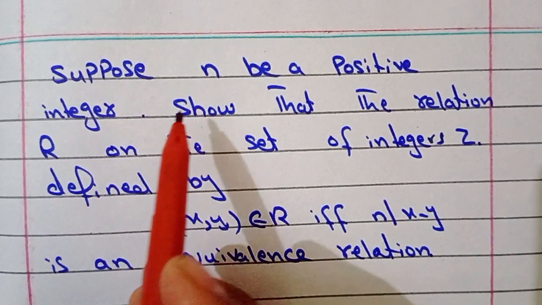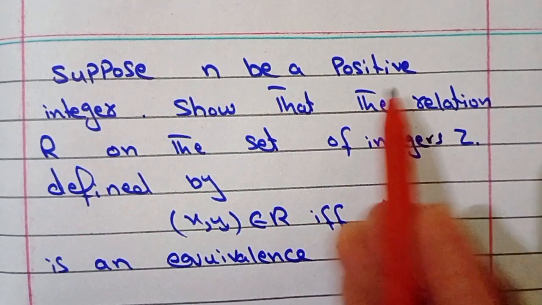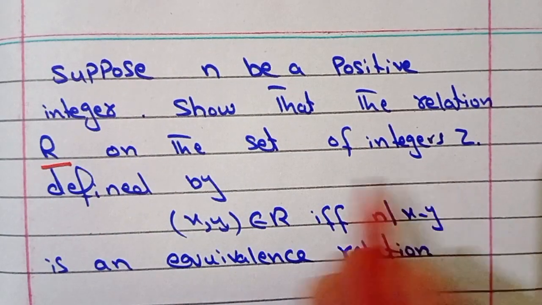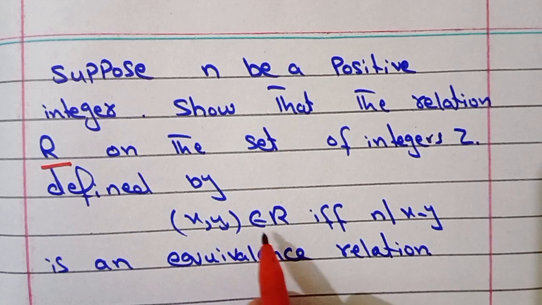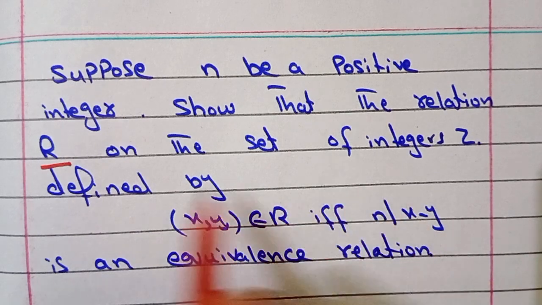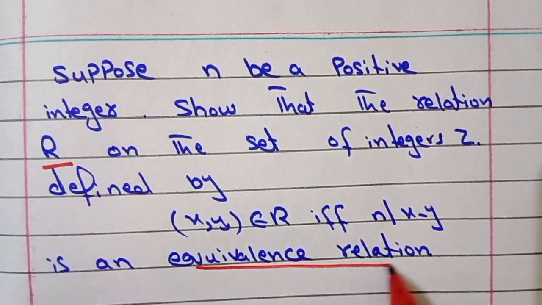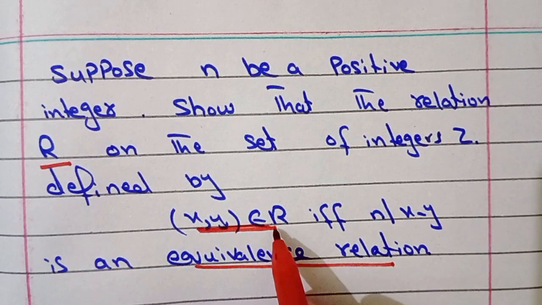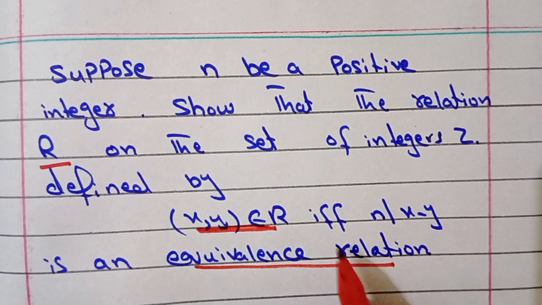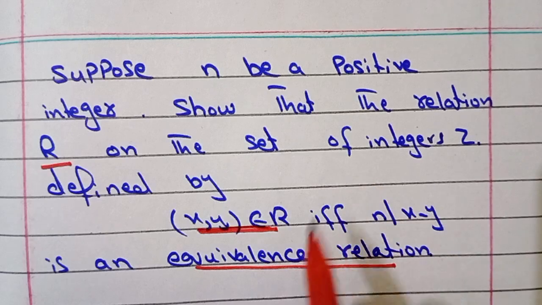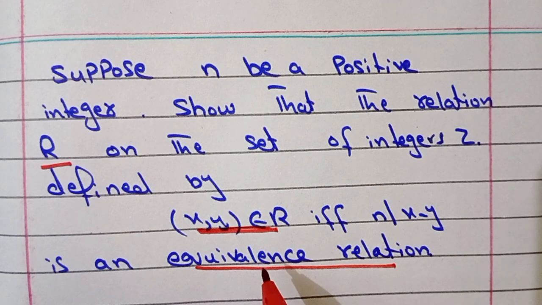Suppose n is a positive integer. Show that the relation R on the set of integers defined by (x, y) belongs to R if and only if n divides x minus y is an equivalence relation. In this example, we will show that this relation R is an equivalence relation, where the ordered pairs in this relation are defined as (x, y) belongs to R if and only if n divides x minus y. For R to be an equivalence relation, we must satisfy the reflexive, symmetric and transitive properties. So let's start with the reflexive property.